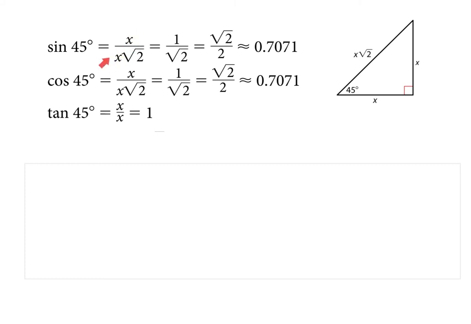My x's will reduce, and I get 1 over the square root of 2. And I multiply top and bottom, I get square root of 2 over 2. So in your calculator, if you were to do the sine of a 45-degree angle, you will get this decimal. If you were to take the square root of 2 divided by 2, you will get this decimal, all right?